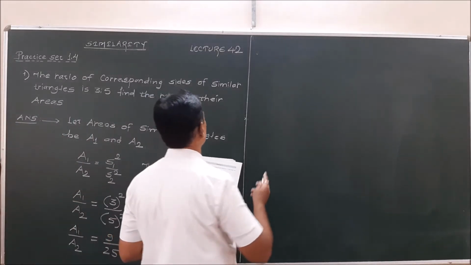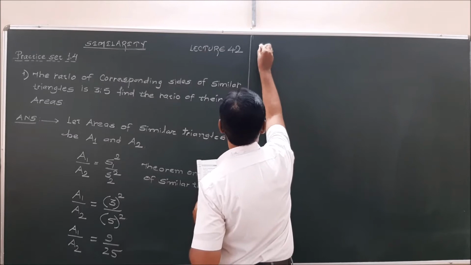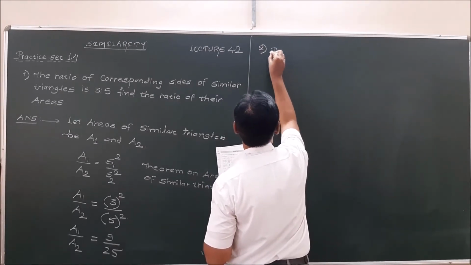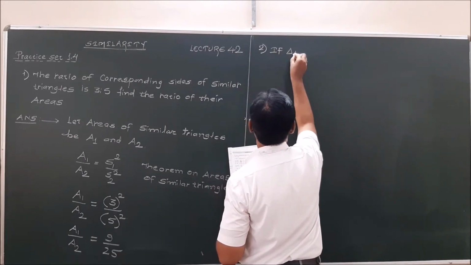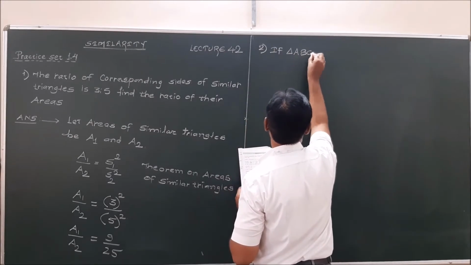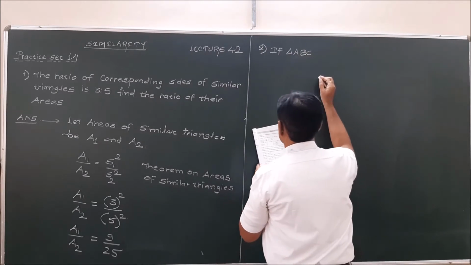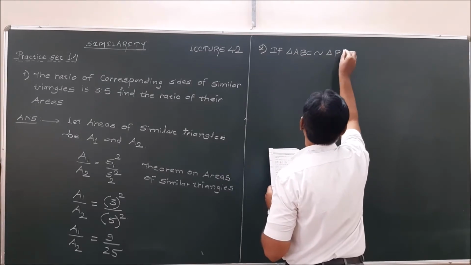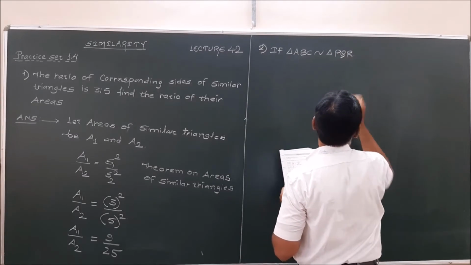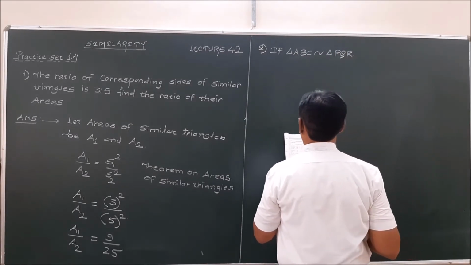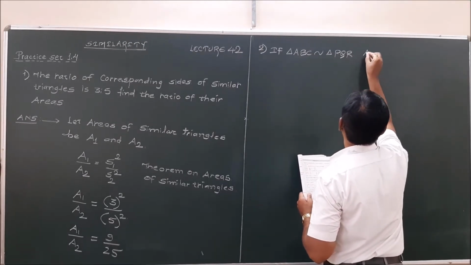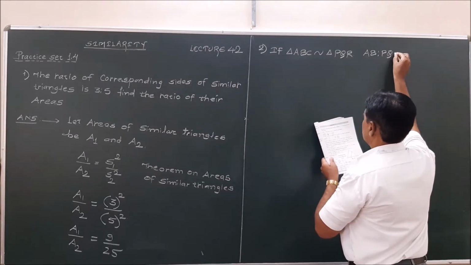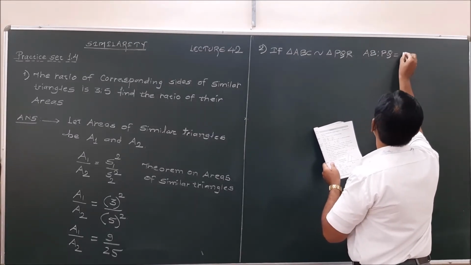Okay. Question number 2. If triangle ABC is similar to triangle PQR, and AB is to PQ is equal to 2:3.